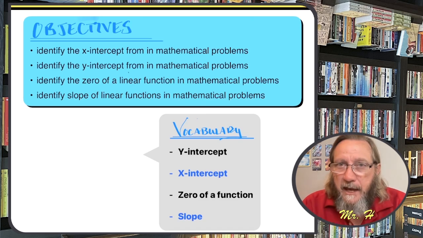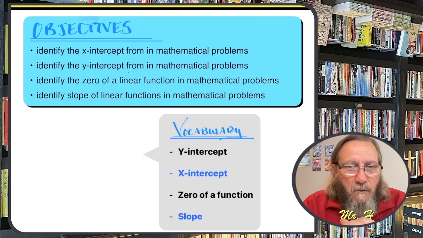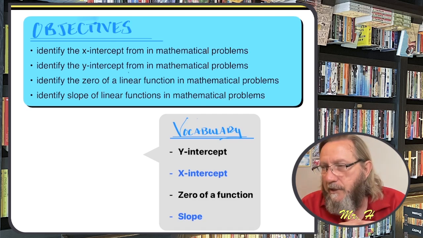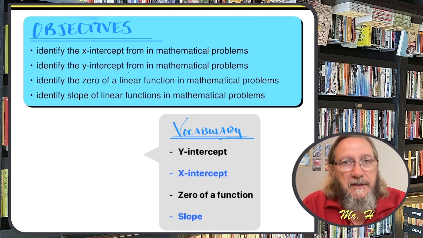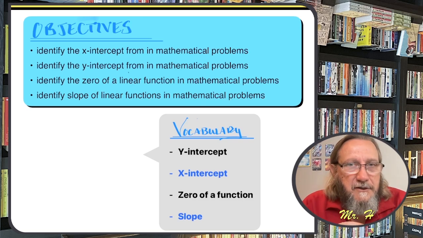So there was some vocabulary tied to that. Obviously, you need to know what the x and y intercepts are. You need to recall what the zero of a function is. Remember, that is another way of saying the x-intercept. The zero is named because it is where the linear function equals 0. So if you can find the x-intercept, you can find the zero.